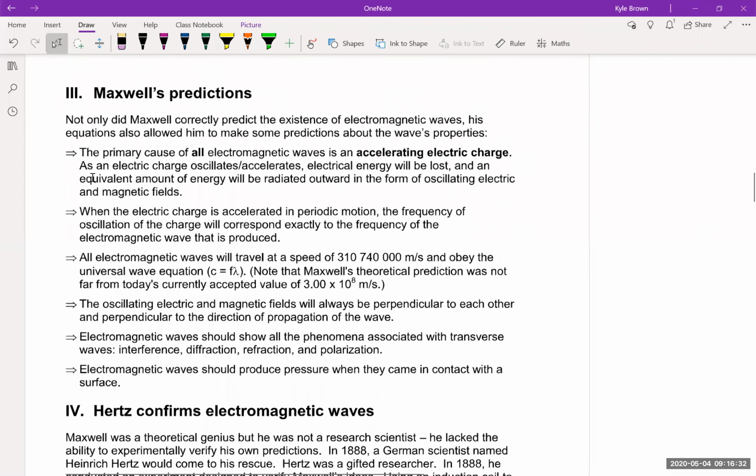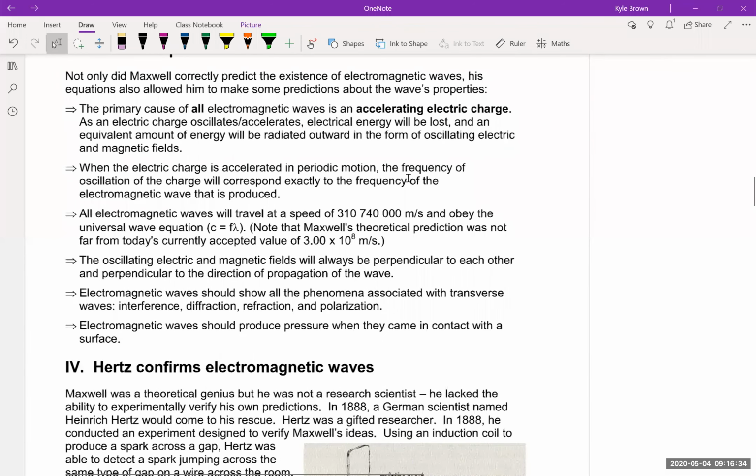Okay. When electric charge is accelerated in periodic motion, the frequency of oscillation of the charge will correspond exactly with the frequency. So what that means is if I had a charge that was oscillating up and down, up and down, up and down, well, the frequency of the light would actually match that, is what they're saying, okay?